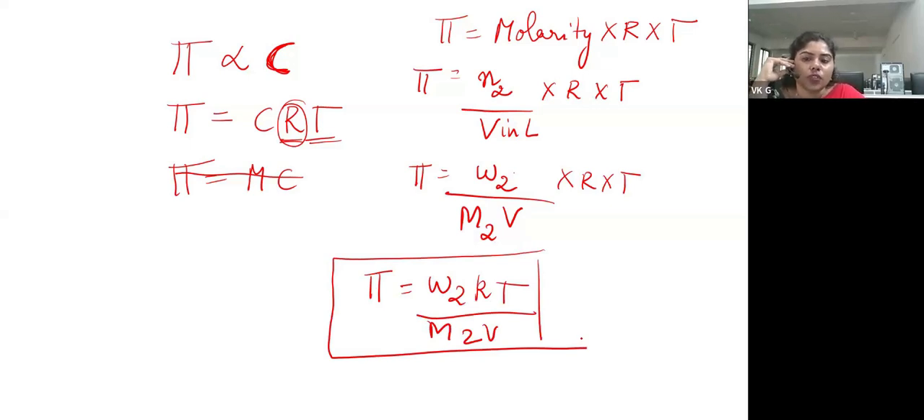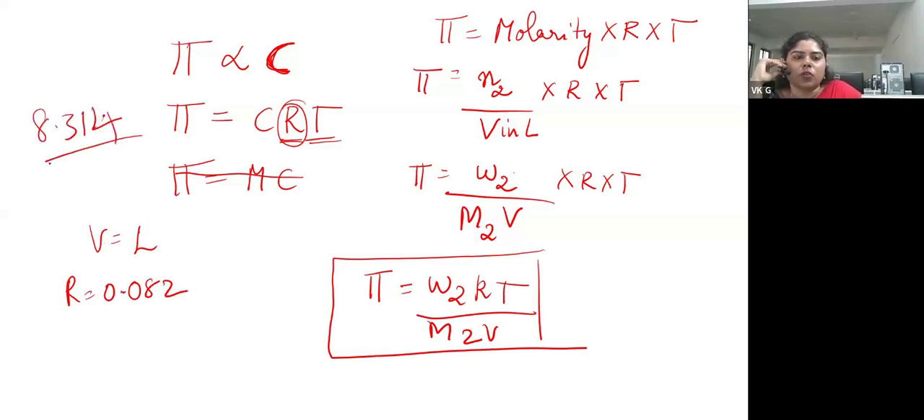Remember that volume of a solution is in liter. Whenever volume of a solution is in liter, R value changes to 0.082. You have to remember. Or you just take it as 8.314, right? Joule per mole per Kelvin. But then whenever volume of a solution is in liter, R value changes to 0.082. Sometimes they give it in the question, but you also need to remember. Okay?